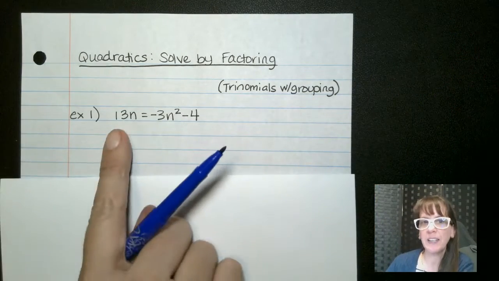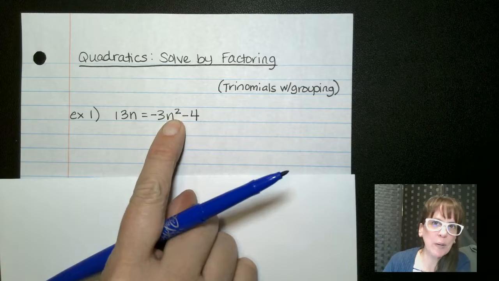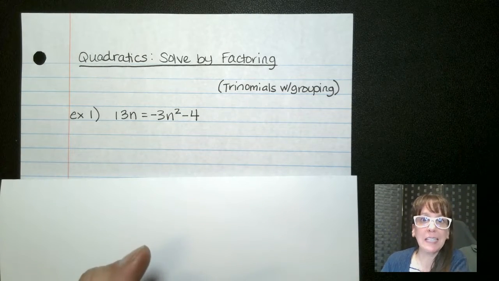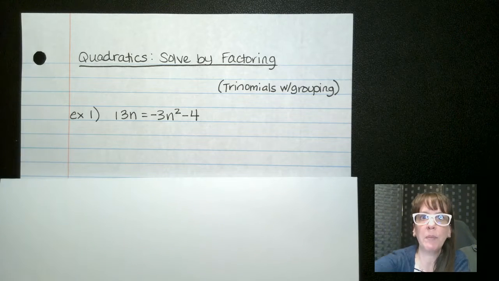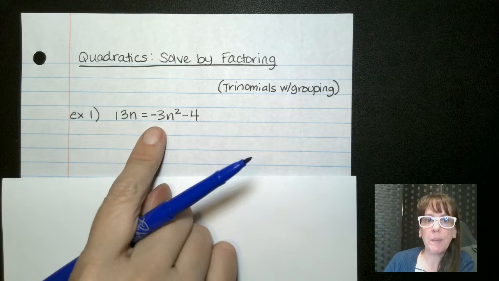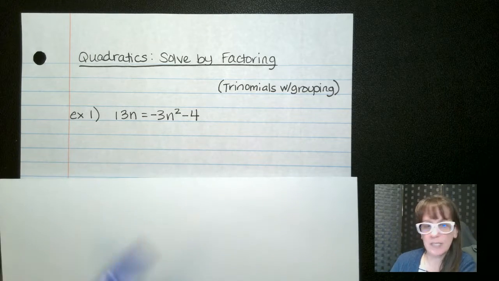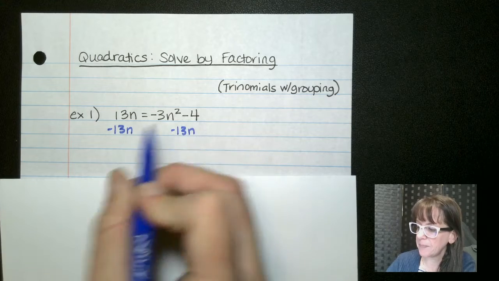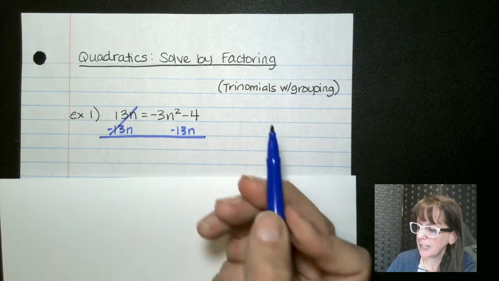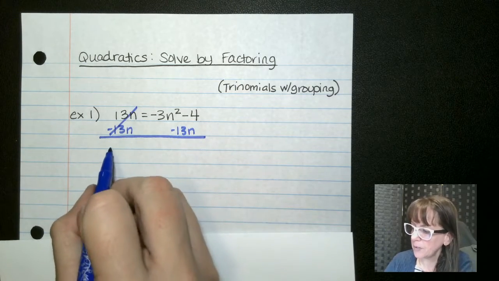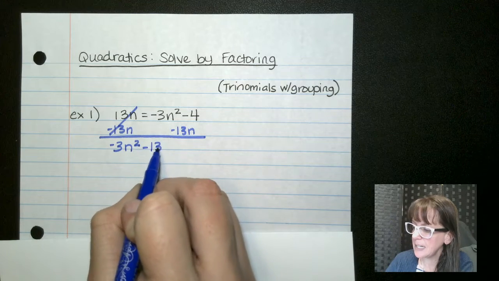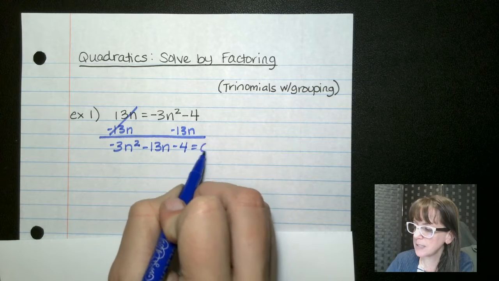First things first, when we see an x squared, in this case an n squared, in our problem, we want to make sure to clean it up. And what that means is we're probably going to want to set it equal to 0. So that means we're going to want to get everything on one side. So I'm going to minus 13n and minus 13n. So that gives me negative 3n squared minus 13n minus 4 equals 0.